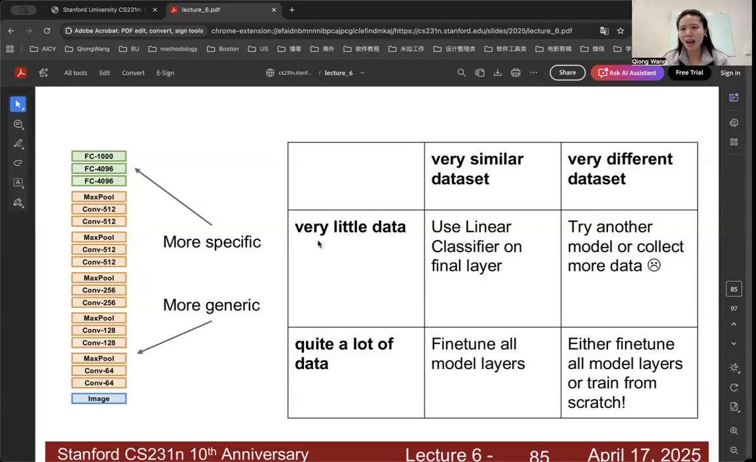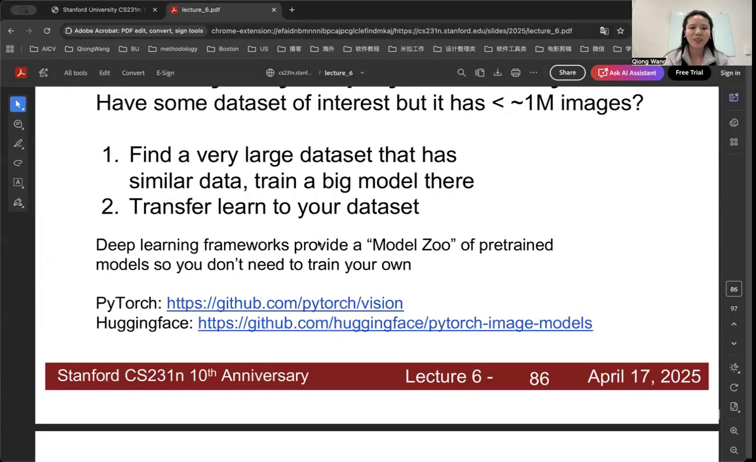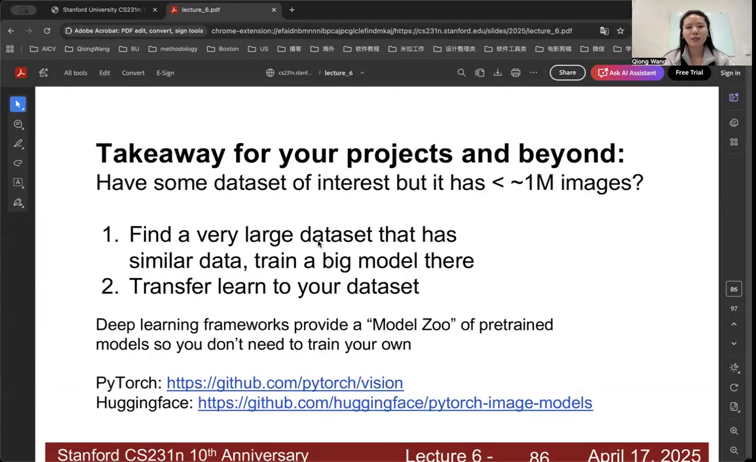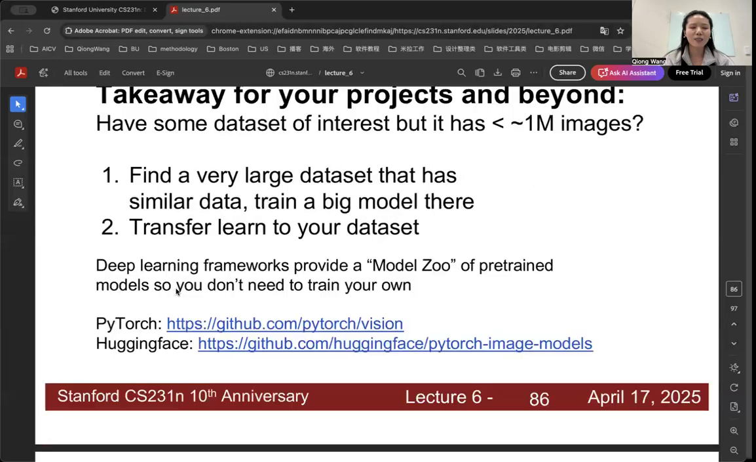But if the pre-trained data set is very different, we need to collect more data or try another model. And if you have a big data set, you can directly fine-tune all model layers using pre-trained models with a very similar data set. But if the pre-trained data set is very different, you either fine-tune all model layers or train from scratch. We have two ways to get pre-trained models from the public. One is PyTorch and one is Hugging Face.